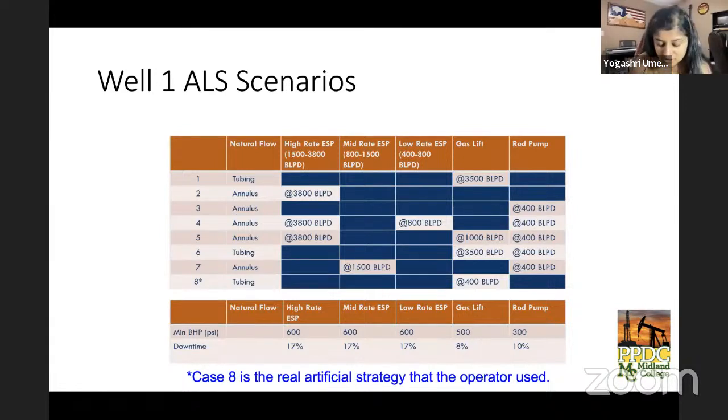It's not always in this particular order. What I will say is that it really depends on the data that you have to know at which minimum flowing bottom hole pressure you can have before converting from one artificial lift to another. And we also incorporated average downtime, which was shown in the downtime analysis in the previous slide. Case 8 was what was used from the operator in that it was on natural flow for about a year, and then at 400 barrels of liquid per day, it was on a gas lift.